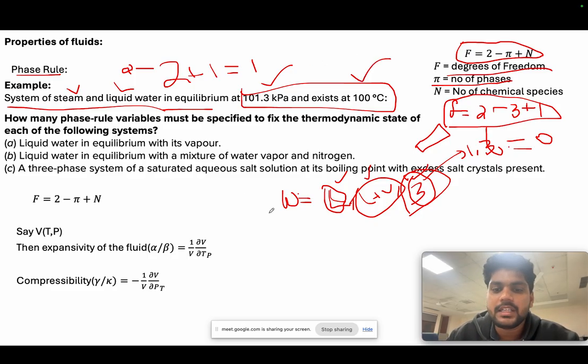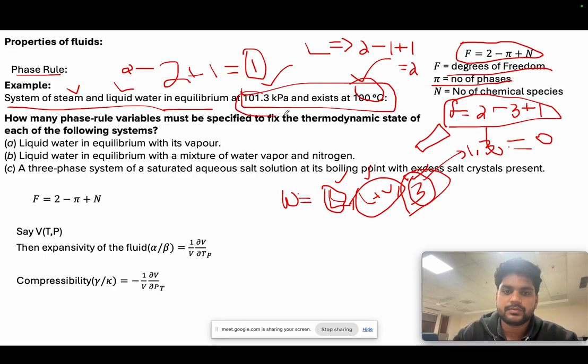If I take only liquid, there is only one phase, so I have 2 minus 1 plus 1, and the output will be 2. Now you can define the system by changing both temperature and pressure. Here you can't change just one. In the two-phase case you can change only one: either keep one constant and play with the other, or change one along with the other.